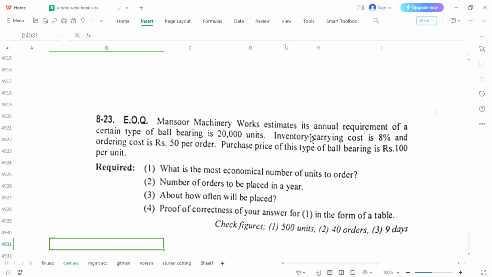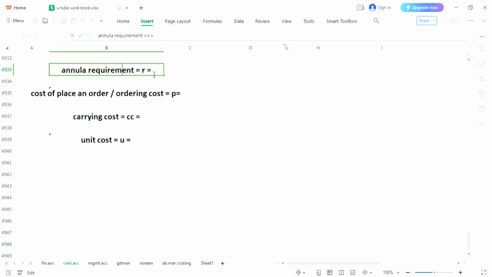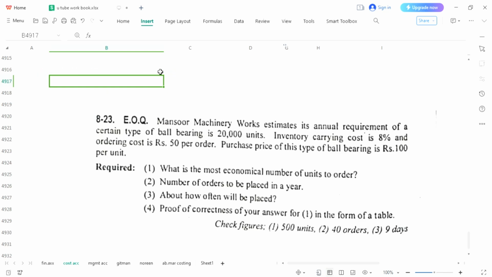Its annual requirement of a certain type of ball is 20,000 units. Annual requirement we need to see, and it has been described as 20,000 units. Go back to the question and you can look at it again. 20,000 units are considered to be the annual requirement. And then we have carrying cost. Look at here, carrying cost.